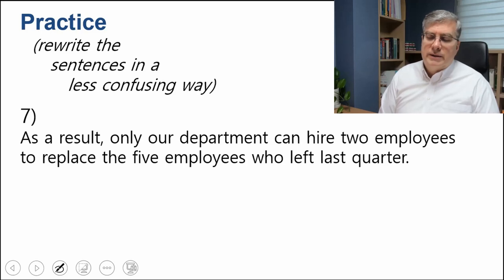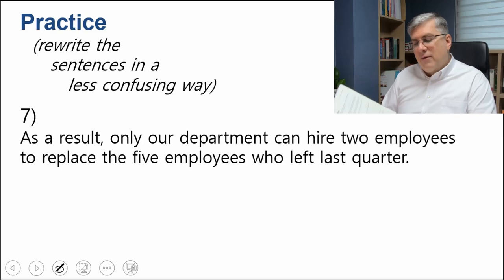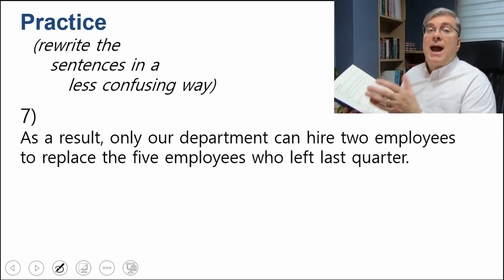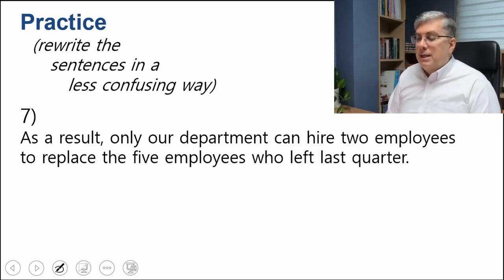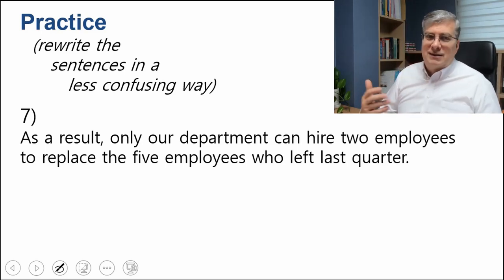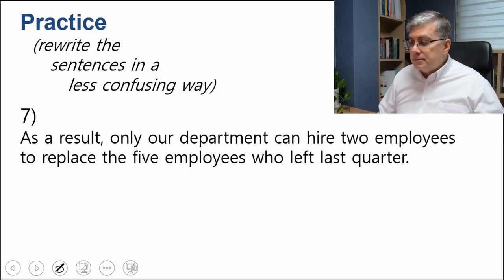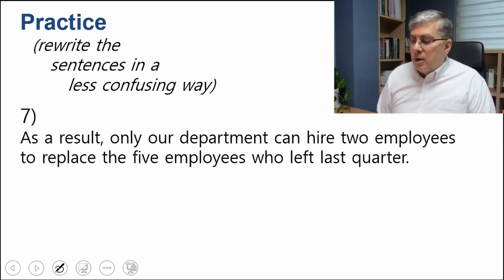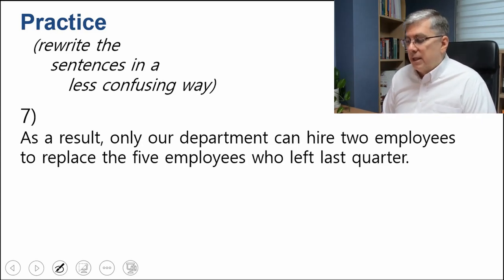Now, this is a little bit different from the book because they didn't have enough space, so it might be a little confusing. It says, as a result, only our department can hire two employees. That's what's in the book, but you missed the previous sentence that I did not have space to write. The previous sentence is, we have a very tight budget this year. As a result, only our department can hire two employees to replace the five employees who left last quarter. The background information is a little important here.